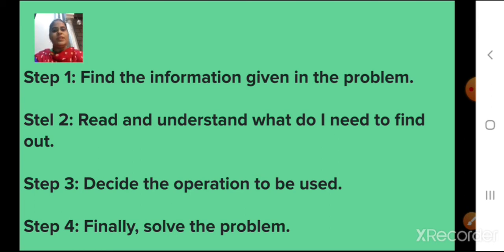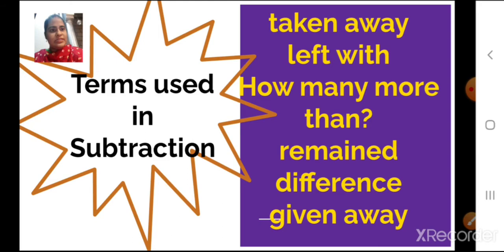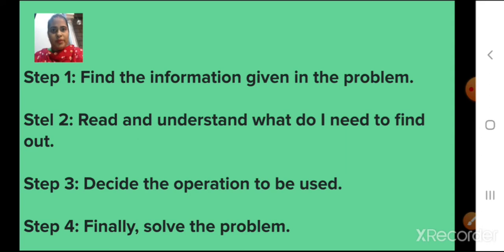Step 3 is to decide the operation to be used. The operations that we have learned till now are addition and subtraction. By understanding the word problem, we have to decide which operation we have to use. As at present we are doing subtraction, it is the subtraction operation. Now children, for deciding the operation, these terms can be used. When we see these terms, we can say that it is a subtraction problem.